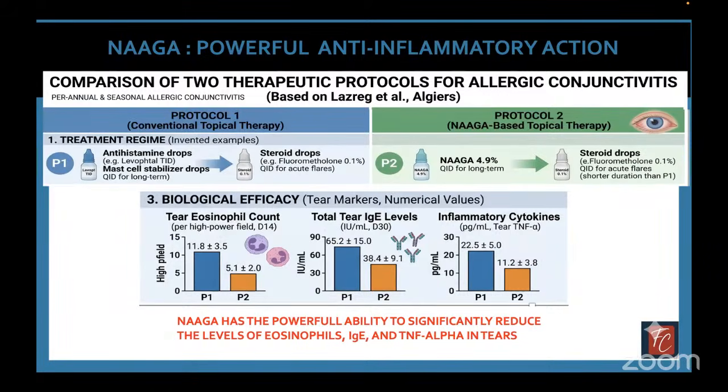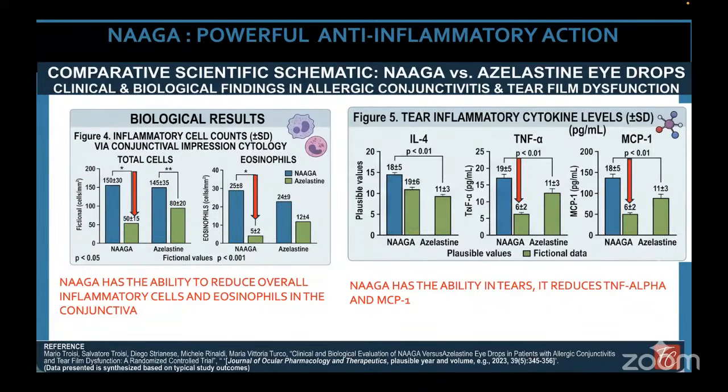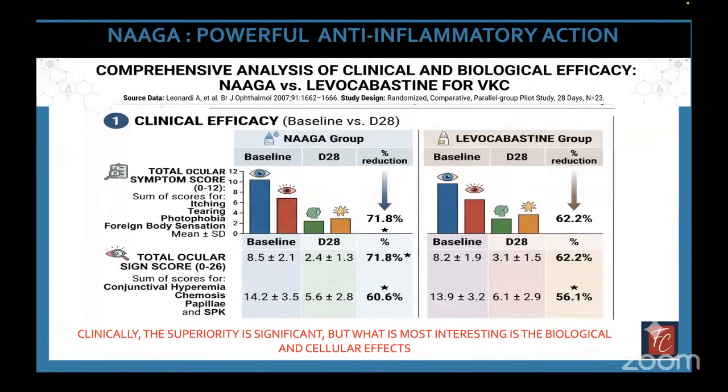In a study that I conducted myself 15 years ago, comparing two protocols in the treatment of allergy, it demonstrated that NAGA was not only effective as an anti-allergic, as a mast cell stabilizer, but it was also powerfully able to reduce the levels of eosinophils, IgE, and TNF-alpha in the tear, which was proof of its anti-inflammatory potency. And as you see in this very nice study comparing NAGA and azelastine eye drops, the inflammatory cells and eosinophils in the conjunctiva are divided by 4 or 5, and it also reduces TNF alpha and MCPs in the tears. So there is another action beyond the one we know, that it is only a mast cell stabilizer.